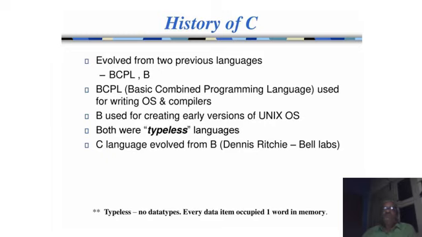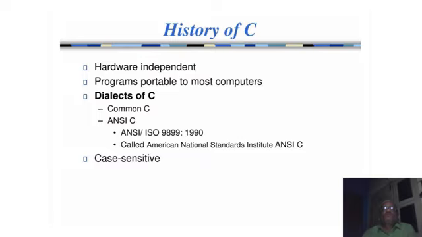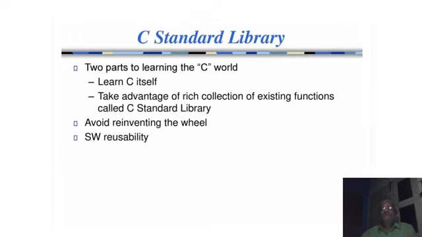Okay, the next one: the C language evolved from these. Simply, it was developed by Dennis Ritchie at Bell Labs. Right. These are further details of the history of C. It is hardware independent and portable to most computers. Dialects of C, we call them common C or ANSI C. You can call it in any form. It may be ISO 9899 or 1990, called American National Standards Institute, ANSI C. It is case sensitive.